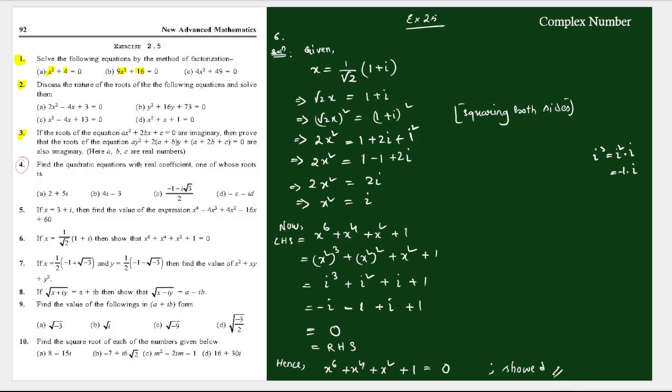Then now what is left? Question number 7. Okay, number 7, what you have to do? x is given, y is given. I will tell you how to do it. You try by yourself first, and if you can't, then I will help you. So what you have to do here is the same: find x this way, then you will get the value of x, and after that you have got the value of y.